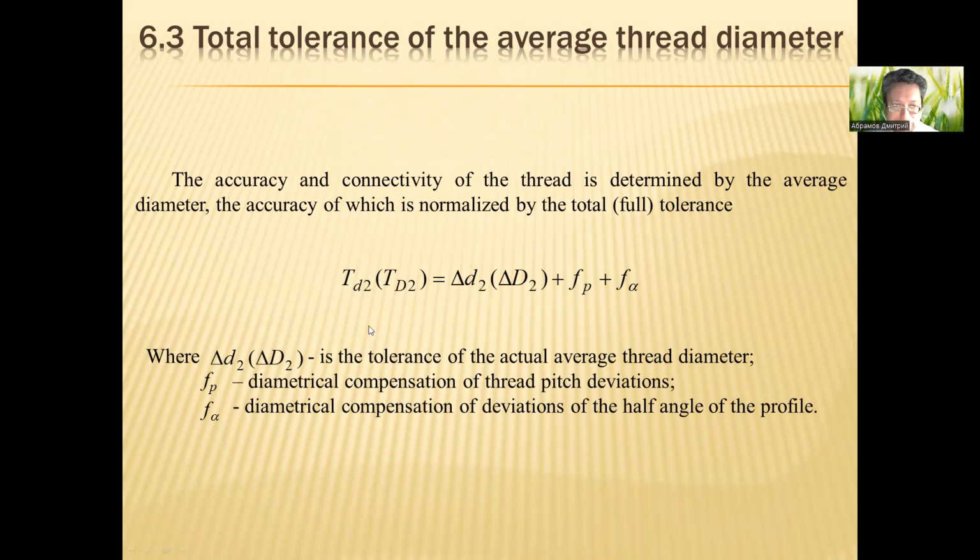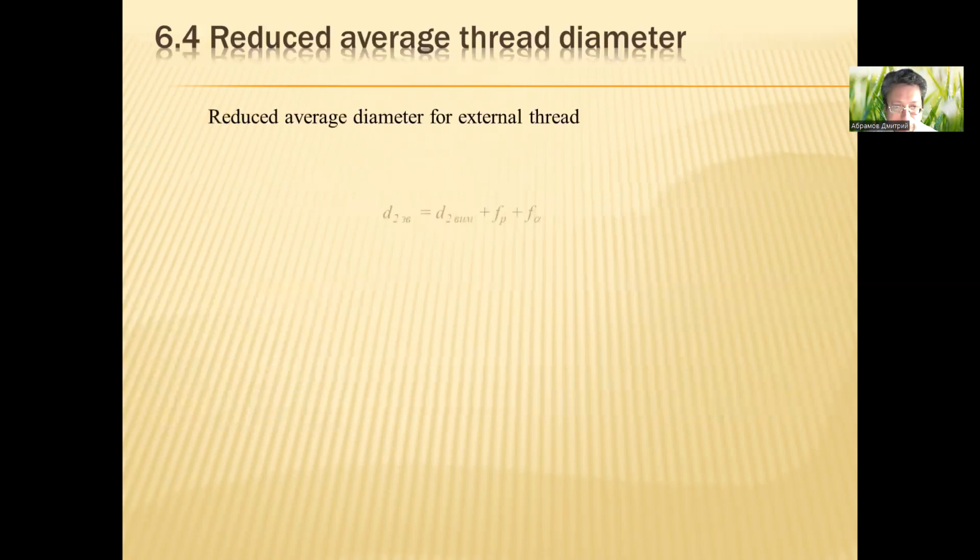In this formula, delta d suffix 2 is the tolerance of the actual average thread diameter. F suffix p is the geometrical compensation of the thread pitch deviations. F suffix alpha is the geometrical or diametrical compensation of deviations of the half angle of the profile.